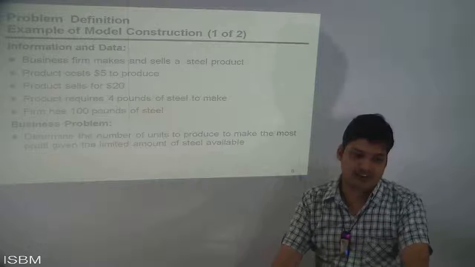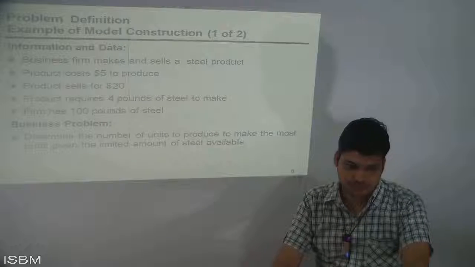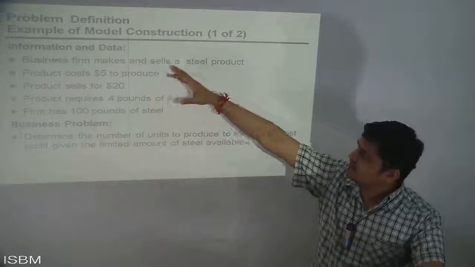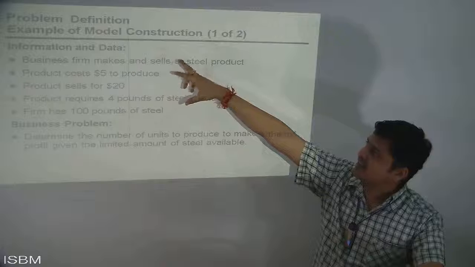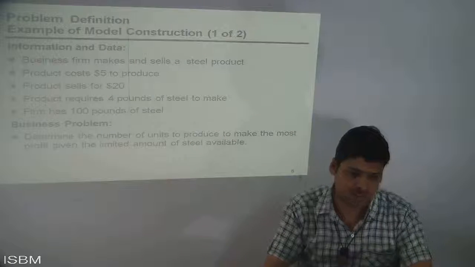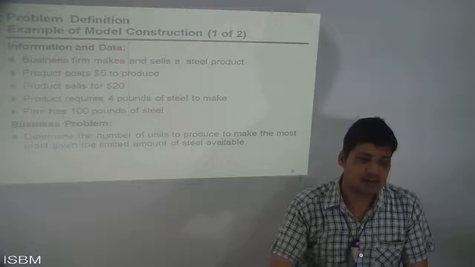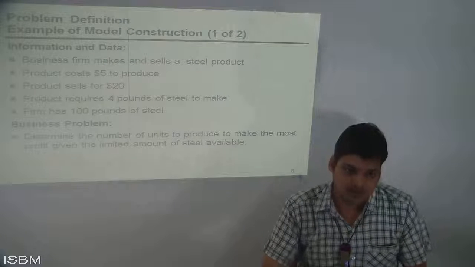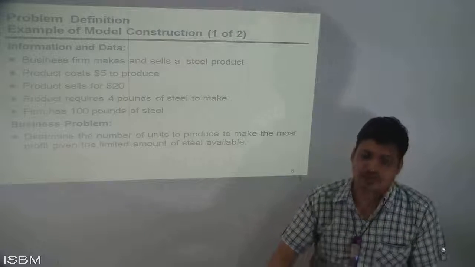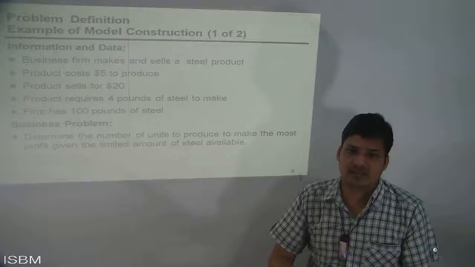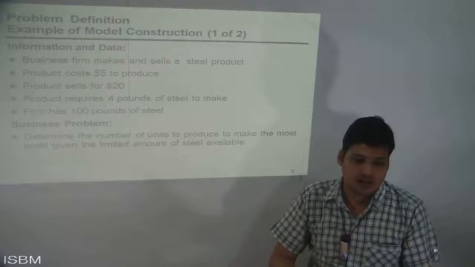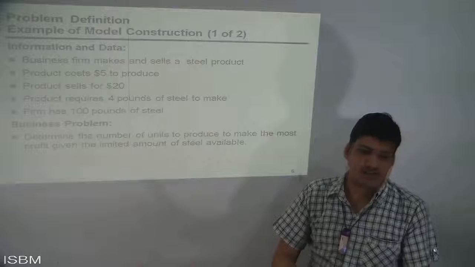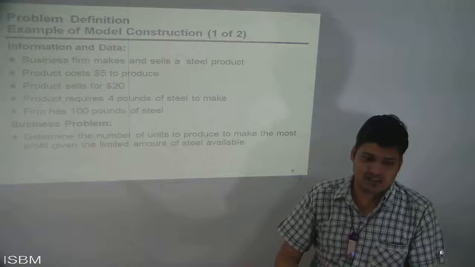So first is the problem definition, then an example of a model construction. There is some information and data you will get. Suppose a business firm makes and sells a steel product. There are a lot of steel companies, so you can take the example of any of them, like Tata Steel or Hindustan Zinc, or any other product.